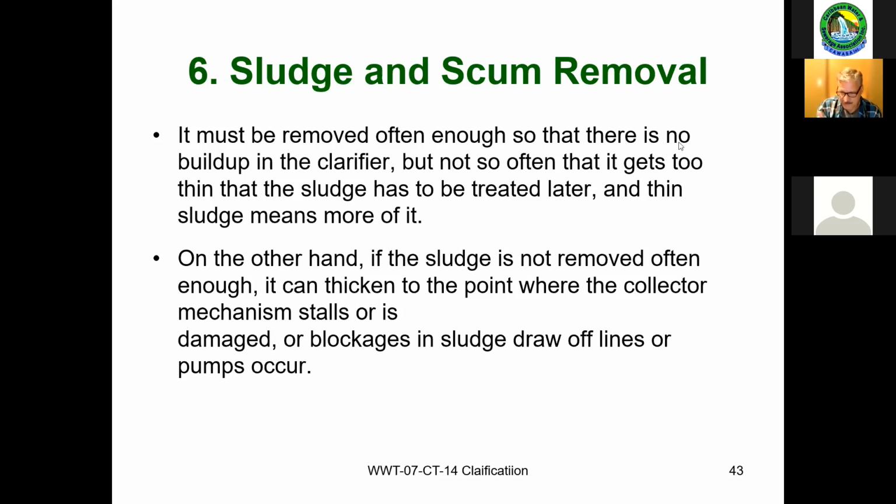A piece of a shoe off one of the flights might be a problem. You've got a flight that's dragging or broken free from the chain, and so when there's a problem and you have continual issues, you need to take that tank out of service, drop the level down, clean it out, and see what's going on in there.